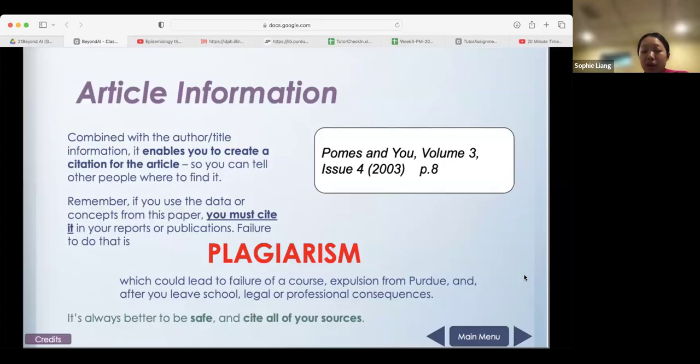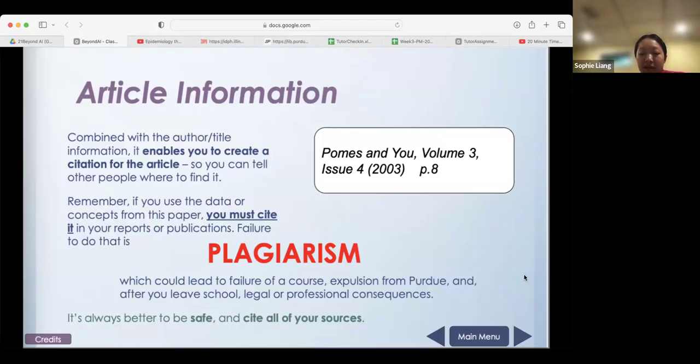Failure to do that is plagiarism, which could lead to failure of a course, expulsion from Purdue, and after you leave school, legal or professional consequences. So just make sure to cite your sources in MLA or something, or at the very least, collect a list of links you use, and then later convert all of those to appropriate citations.